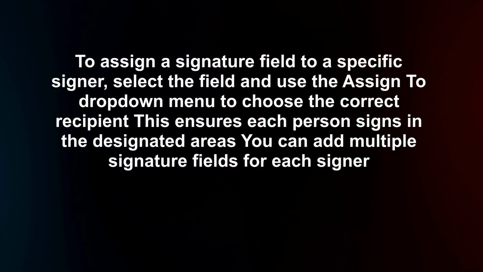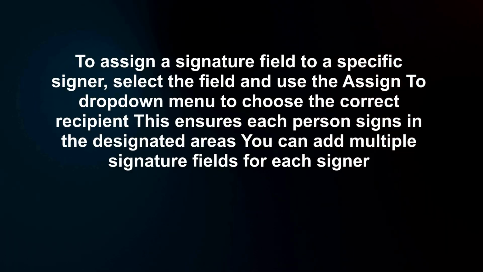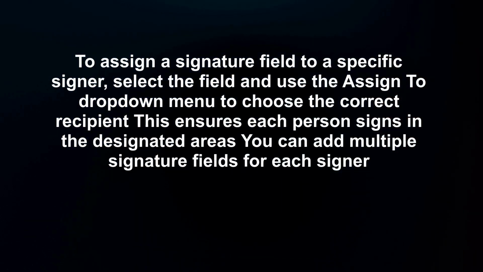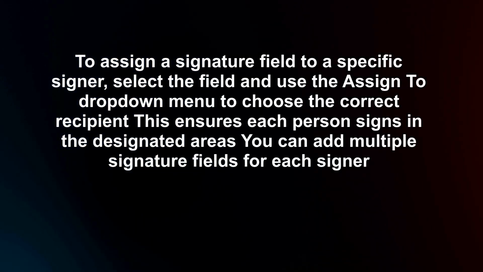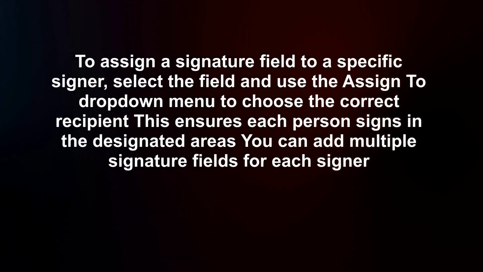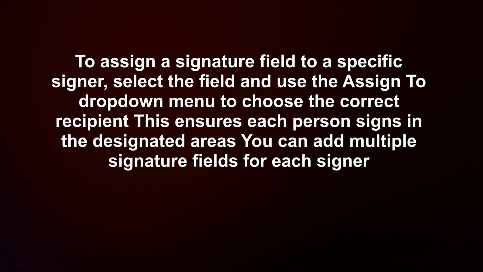To assign a signature field to a specific signer, select the field and use the Assign to drop-down menu to choose the correct recipient. This ensures each person signs in the designated areas. You can add multiple signature fields for each signer.